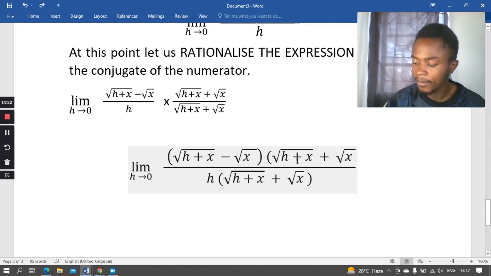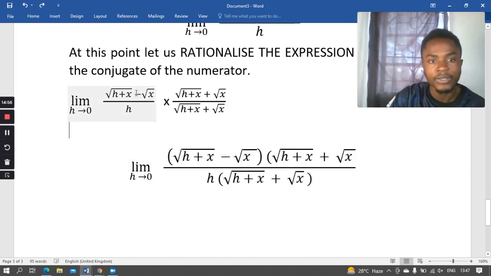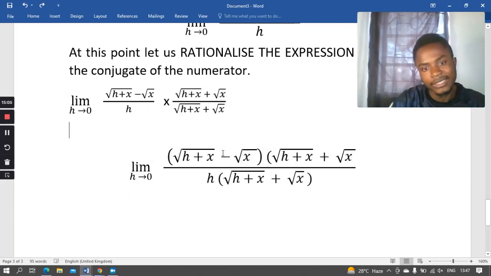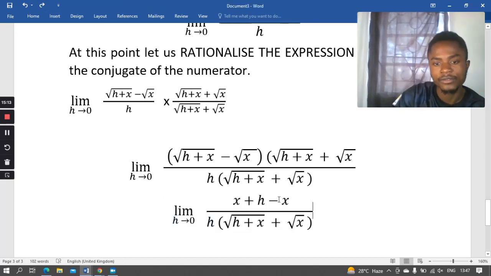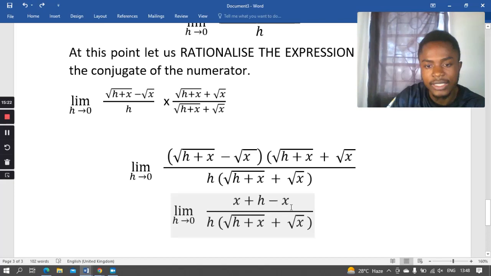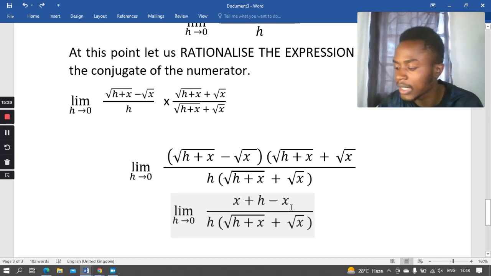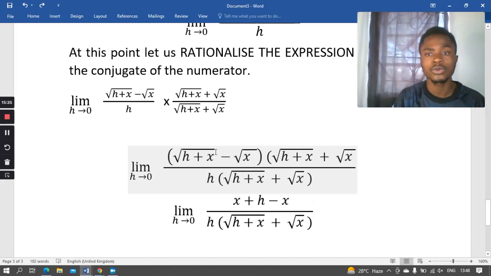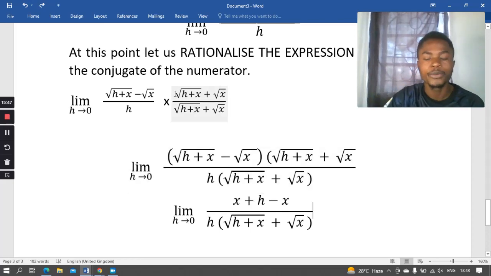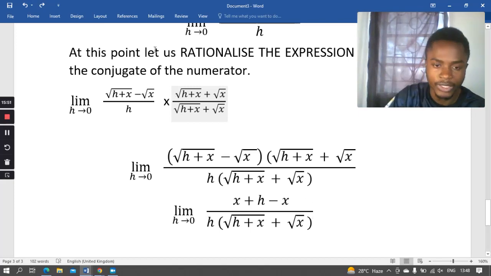After doing so, we have multiplied the numerator by its conjugate and also the denominator by its conjugate. So what's next, guys? When we expand, we are going to have x plus h minus x as our denominator. When you expand the expression on top, remember, it's just a difference of two squares. You square this one and you also square that one, but you maintain the minus. You did this when you were doing rationalization of radical numbers.